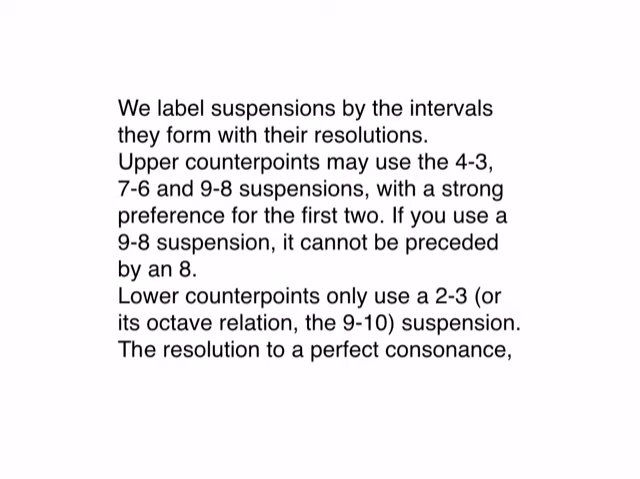We label suspensions by the intervals they form with their resolutions. Upper counterpoints may use the 4-3, the 7-6, which we just saw in the example, or the 9-8 suspensions. Those are the intervals within the measure of the suspension. There's a strong preference for the 4-3 or the 7-6 because they resolve to imperfect consonances. If you use the 9-8 suspension, you can't precede the 9 with an 8 before it, or else it'll sound too much like parallel octaves.